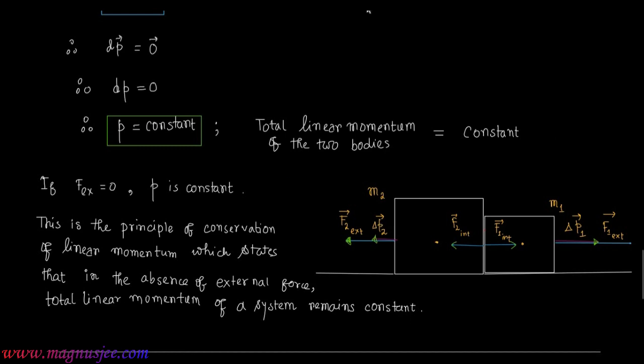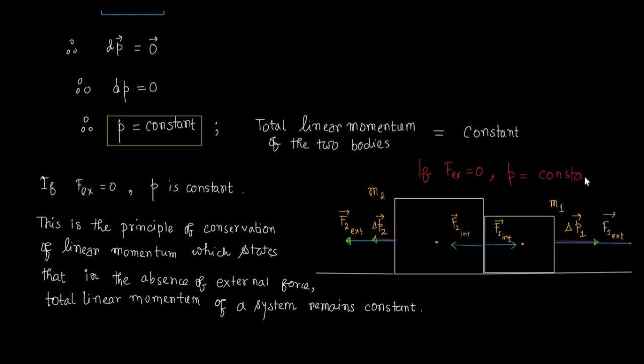If Fext equals 0, then P is constant. In the diagram, Fext, that means total external force, is 0. In that case, linear momentum P will be equal constant.